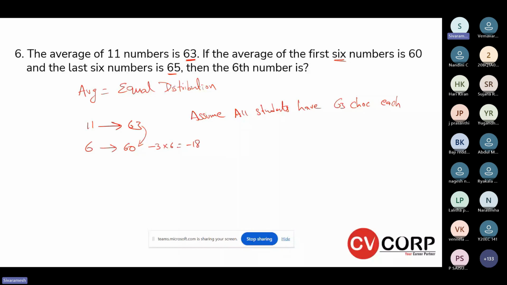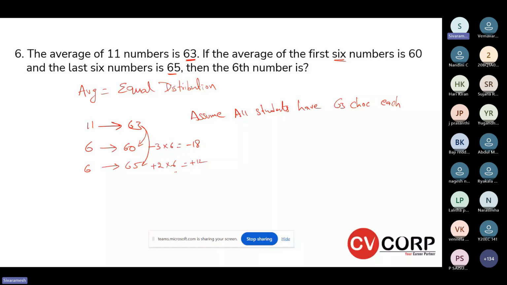Given that the last 6 students' average is 65, we assumed everybody should have 63 chocolates, but these 6 students have 2 chocolates extra. Total how many students are there into 6? So obviously plus 12. When you try to balance these two values, I'm getting minus 6.